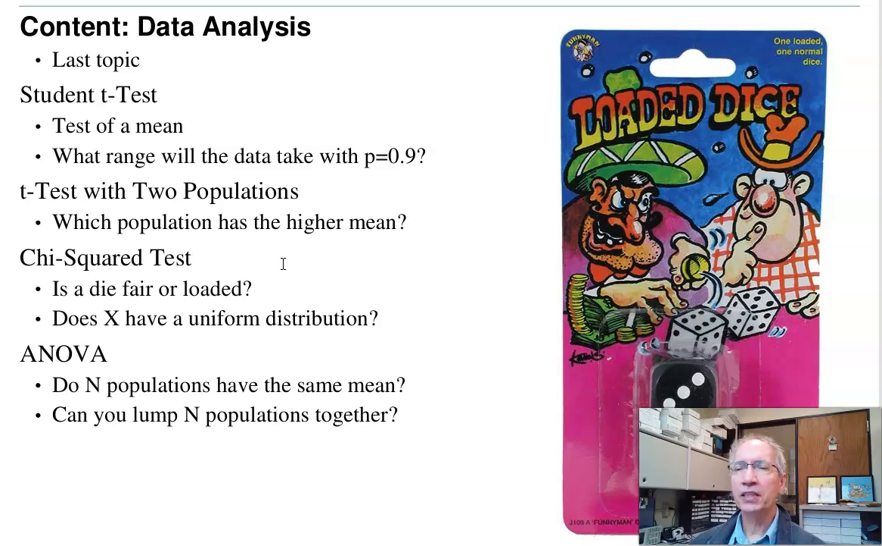We'll look at a chi-square test. A chi-square test is a test of a distribution. With it, I can analyze, is a die fair or is it loaded? I can analyze, does X have a uniform distribution? Like for resistors, if I say they're plus or minus 5%, I can collect data and analyze, does that match with a uniform distribution? And finally, we'll do analysis of variance.